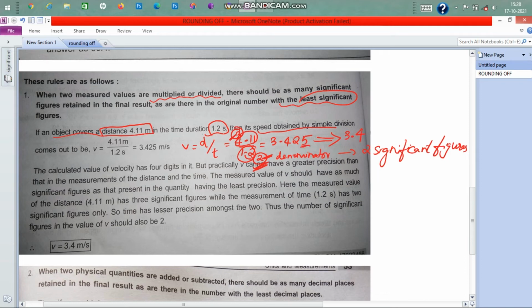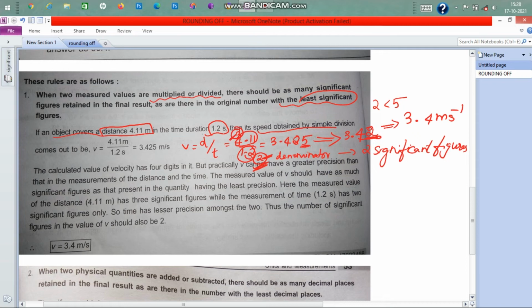First we are dropping 5. Since the preceding digit is even, we are keeping it as such, 3.42. Then we are dropping 2. Since 2 is less than 5, the preceding digit should be left unchanged. So 3.4 meter per second, that is 3.4 m s to the power minus 1. This you want to follow in case of multiplication.